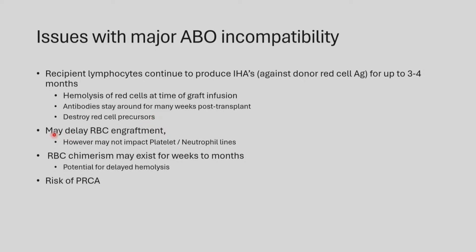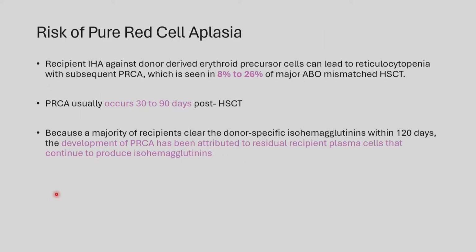So this can again lead to a delay in RBC engraftment, but as I said in the previous slide, it will not impact the platelets and neutrophils. So RBC engraftment sometimes gets delayed, and RBC chimerism may also exist for a few weeks, which can cause delayed hemolysis. So I'm going to discuss 1 or 2 slides about the PRCA complication.